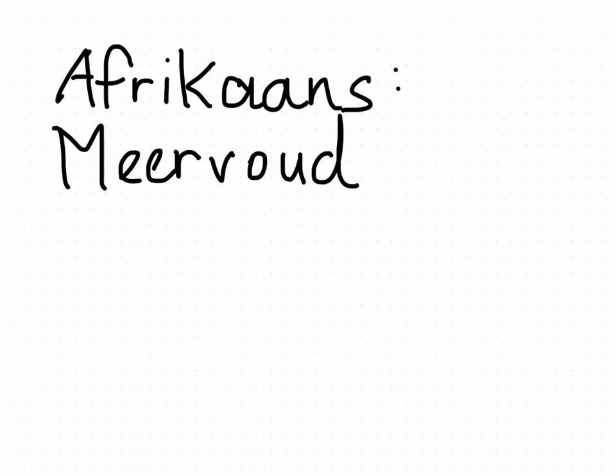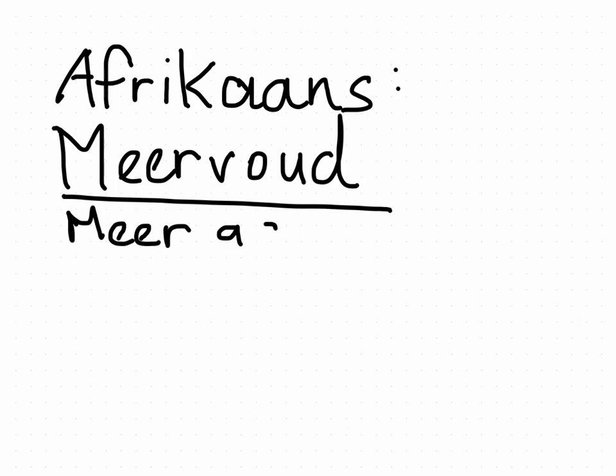In today's Afrikaans lesson, I will be teaching you meervoud. Meer means more. So if we say meer as een, it means more than one. In English, we call this plural. Meer as een means more than one. So most Afrikaans words end in E.